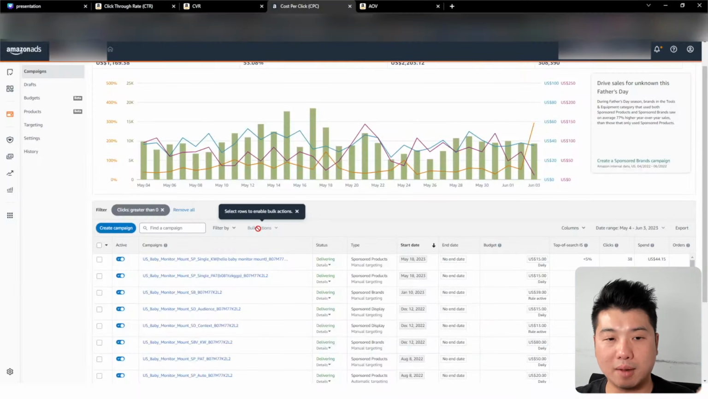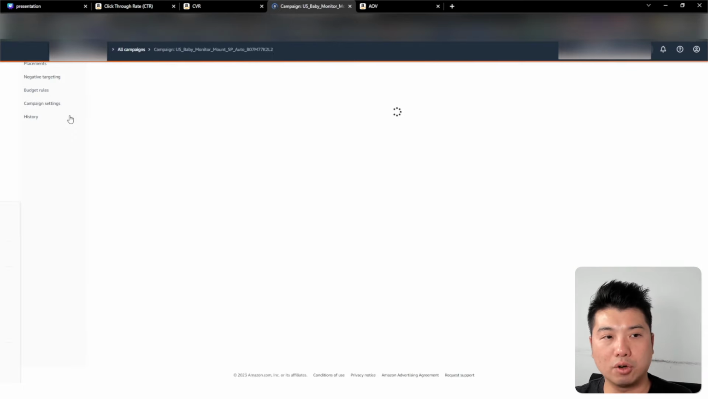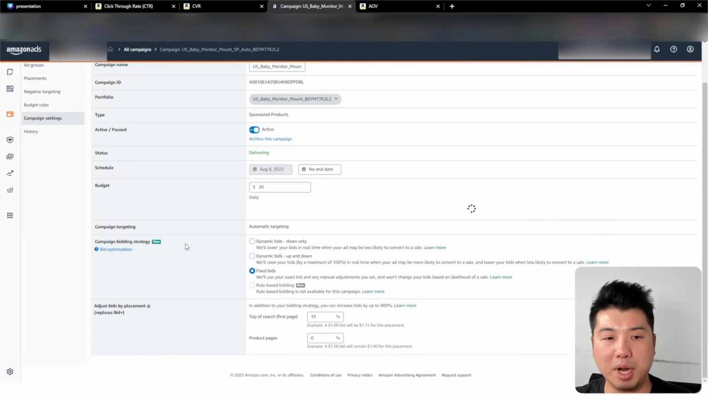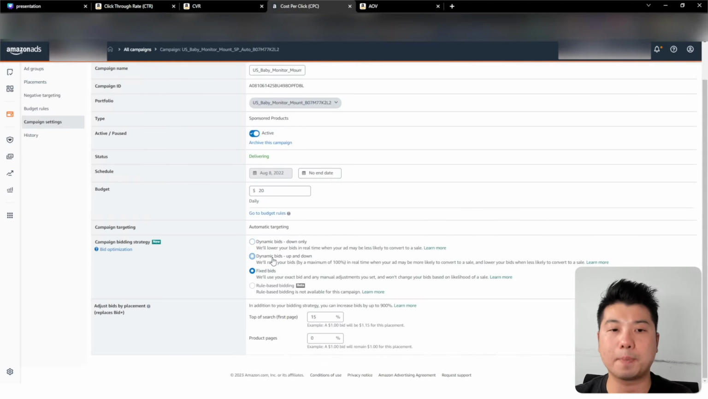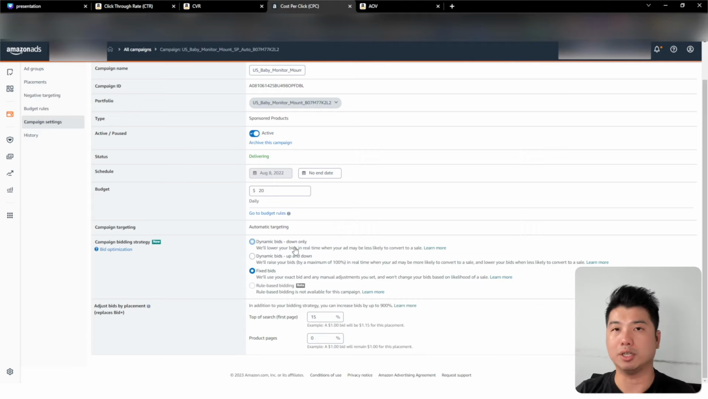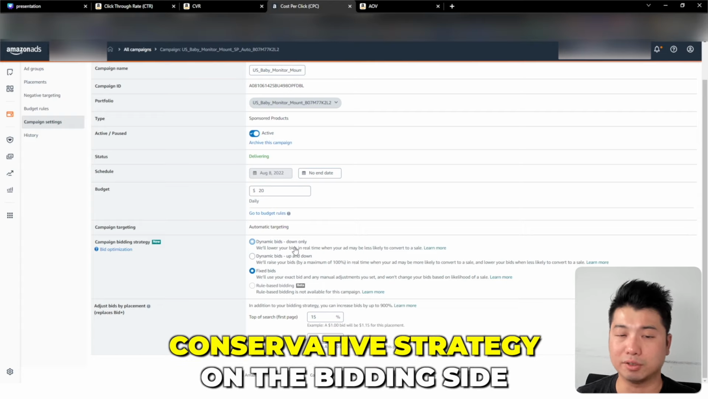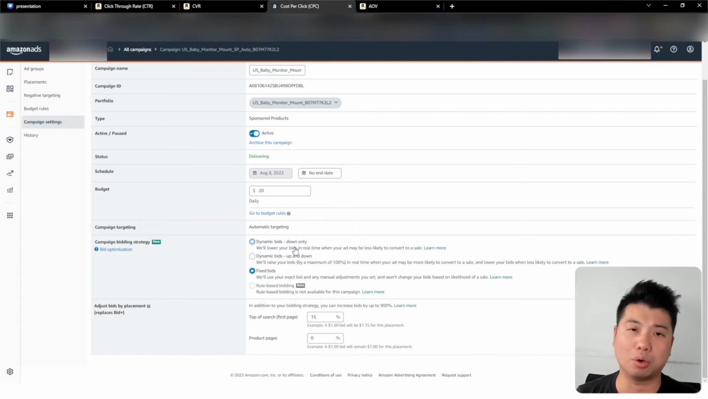Another thing that you could do is also the campaign bid strategy for sponsored products. So if you go to my Amazon advertising console, and go to a sponsored product ad, and go to campaign settings, on the campaign bidding strategy, there are 3 settings, right? The most optimal, the least aggressive strategy would be this one right here, and that would be dynamic bids down only. In this particular strategy, Amazon will lower your bid down to 100% lower if it deems that particular keyword or the ad is less likely to convert. So that is a very conservative strategy on the bidding side to lower your cost per click.